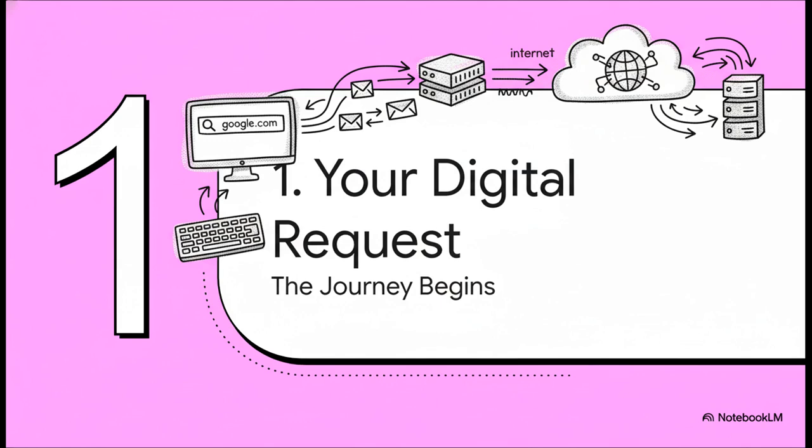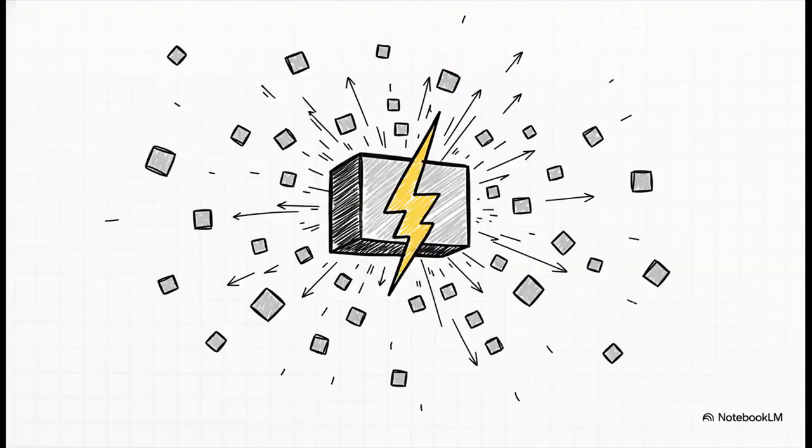The journey starts with something you've probably done 1,000 times already today. You type google.com into your browser. What actually happens in that microsecond after you hit enter? Well, here's the first surprise. Your request doesn't get sent out as one big file. See, sending a huge chunk of data across a network is a terrible way to do it. It's like trying to send an entire encyclopedia through the mail in one giant box. So instead, the system shatters your request into thousands of tiny, manageable pieces.